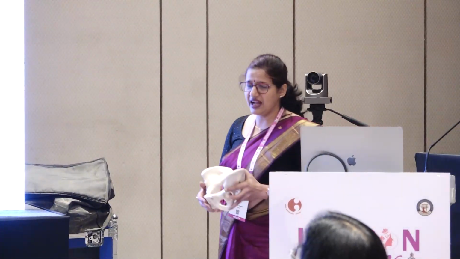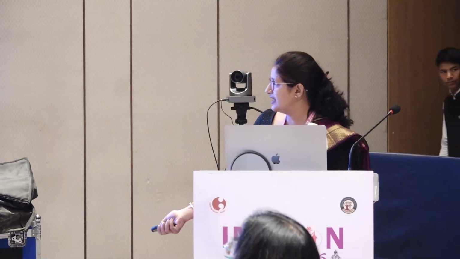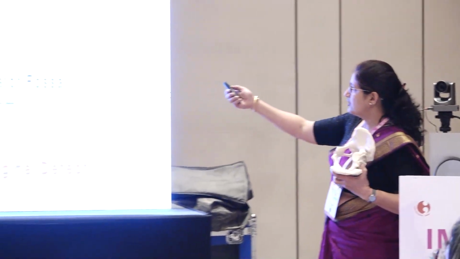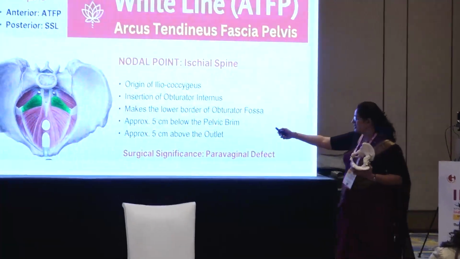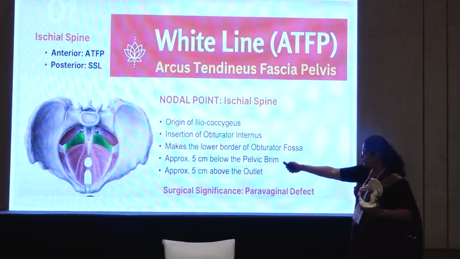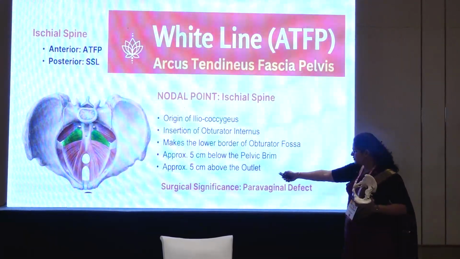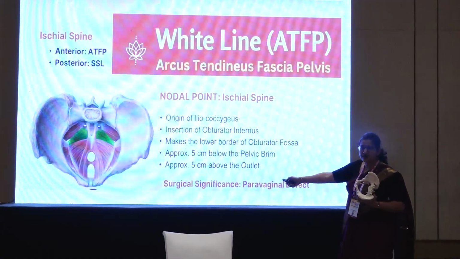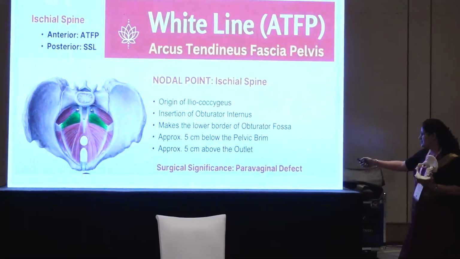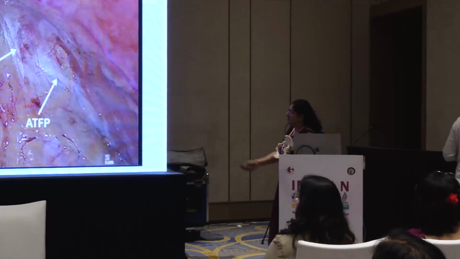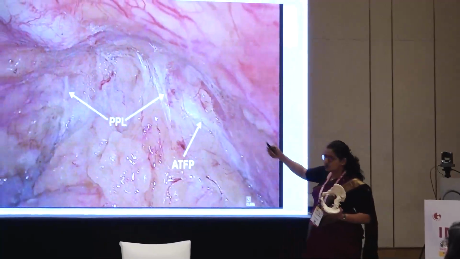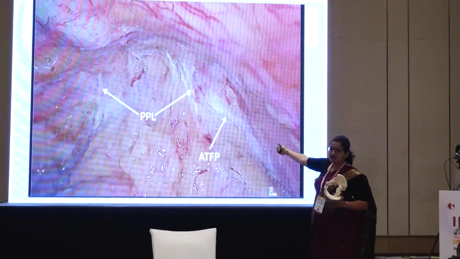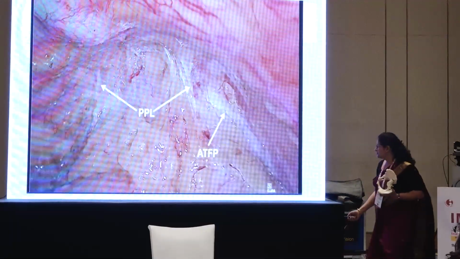Pelvic floor concept, I have started with the spaces, so I will be covering the pelvic floor later. First I will cover the spaces. One is the arcus tendinous fascia pelvis, which I have already talked of. I will not go into detail. Here you can see very well how this arcus tendinous fascia arises from the ischial spine to the pubic symphysis, covering the inferior margin of the obturator fossa. Okay. So the surgical significance is paravaginal defect. Here you can see laparoscopically how you can see the white line. It is very well visible. The moment you remove the bladder, laterally you can see the white line, that is the arcus tendinous fascia.